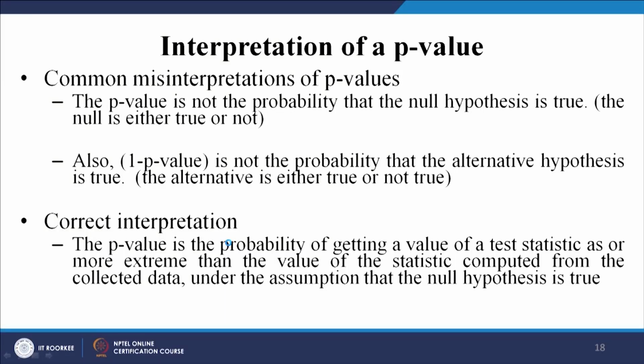What are the common misinterpretations of p values? The p value is not the probability that the null hypothesis is true. The null is either true or not; the p value does not say anything about that, right. Also, 1 minus p is not the probability that the alternate hypothesis is true, right. The correct interpretation is that the p value is the probability of getting a value as extreme as or more extreme than the value of the statistic computed from the collected data.